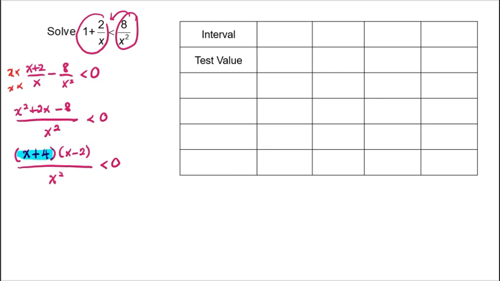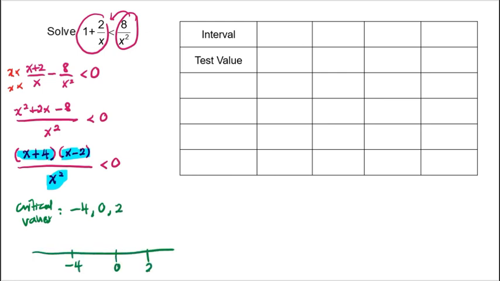Okay, now what are the critical values? Consider this one, x is equal to negative 4. Consider this one, x is equal to 2. Consider this one, x is equal to 0. So our critical values will be negative 4, 0 and 2. Put this on the number line, we have something like this. Therefore we have 4 intervals to be considered: from negative infinity until negative 4, from negative 4 until 0, from 0 until 2, and finally from 2 until infinity.